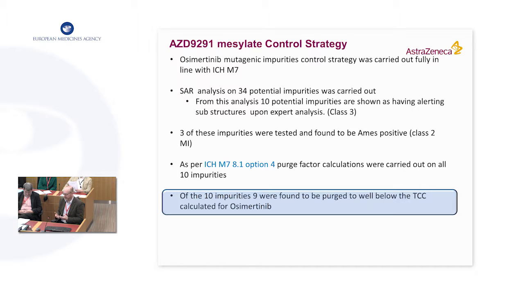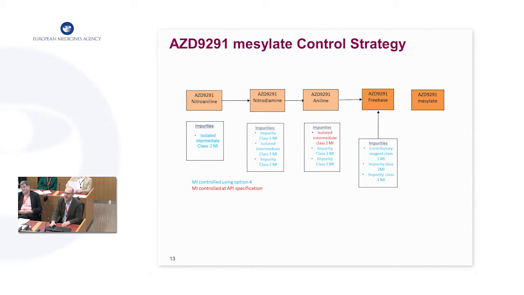And then we did the purge calculations. And the critical thing, for an accelerated development, was that of the 10 impurities that were still of concern, 9 were found to be purged well below the TTC calculated for the drug. And so from that point of view, our control strategy for mutagenic impurities was massively simplified, because we only actually had to have one specified MI and one analytical method as opposed to 10. So that again was something that really helped us to accelerate development. And this was just an illustration of where those impurities came in.